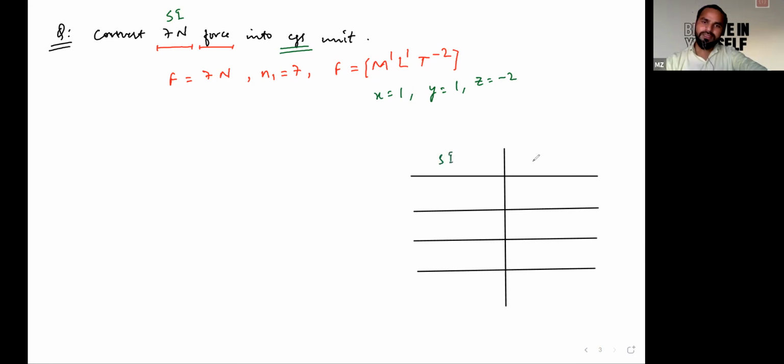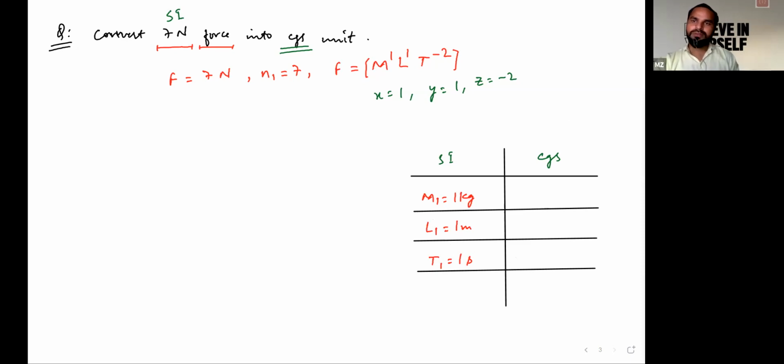Suppose this is your SI unit, and this is the unit in which we have to solve. Just see, in the SI system of units, mass is measured in kilogram, so it would be 1 kilogram. Length is measured in meter, so it would be 1 meter. And time is measured in seconds, so it would be 1 second.